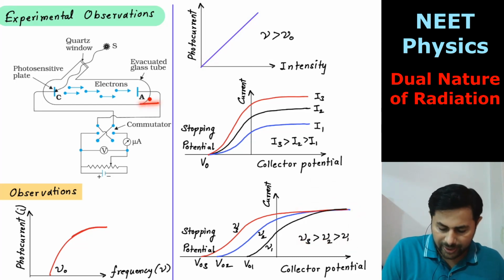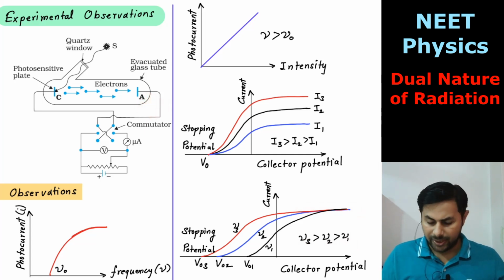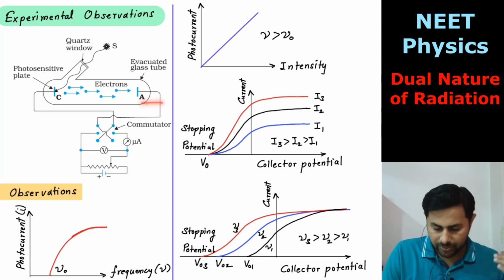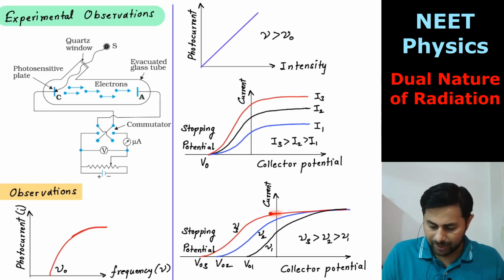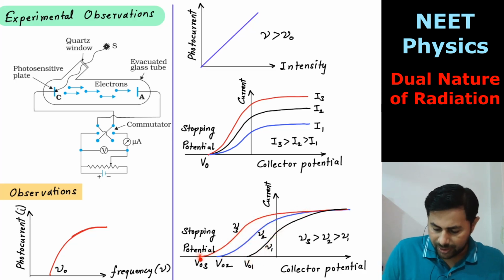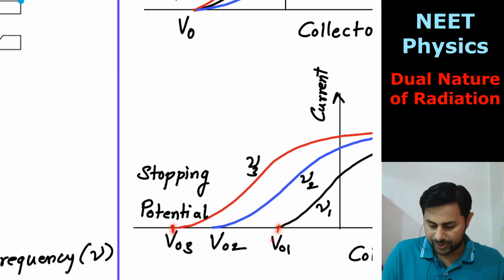If the collector potential is positive, if the anode potential is positive, and now you make the potential negative, how much potential difference you need to apply to stop these electrons will be different in different cases. So the stopping potential is different in different cases. See here, for nu3 the stopping potential is this much, for nu2 the stopping potential is this much, for nu1 the stopping potential is this much, right?